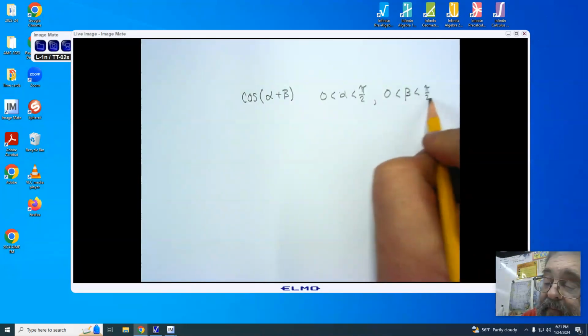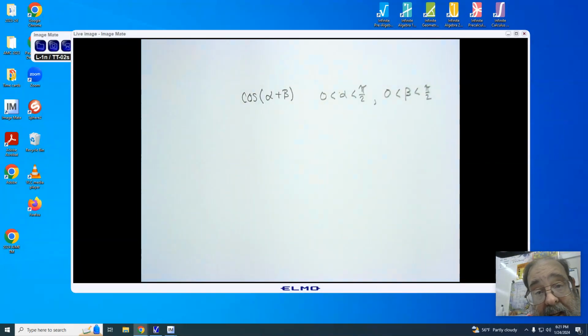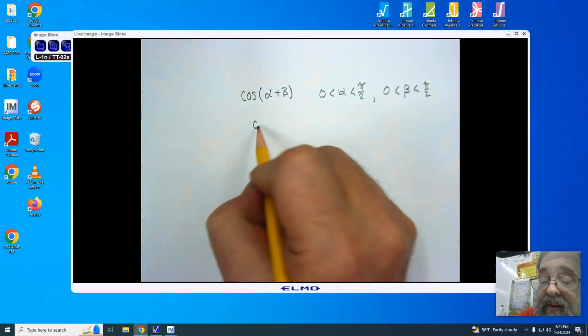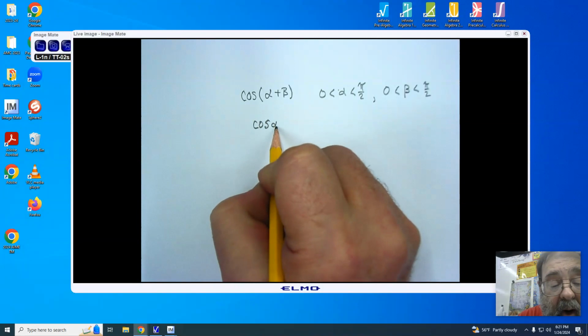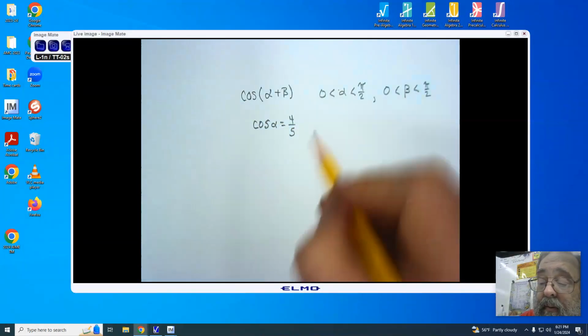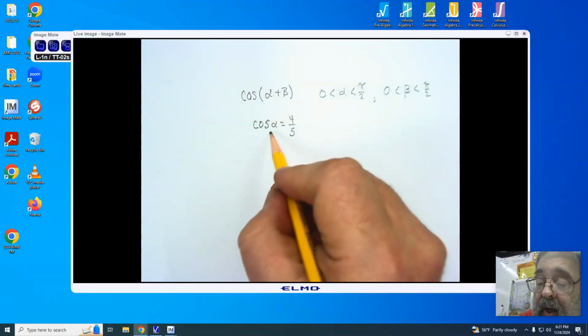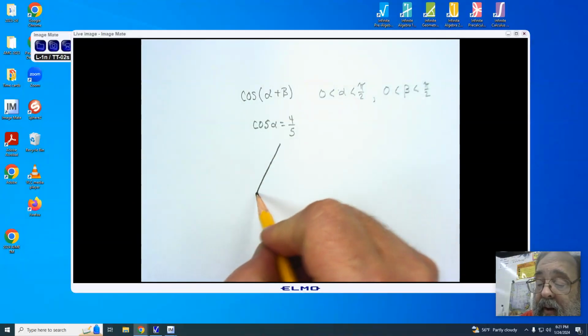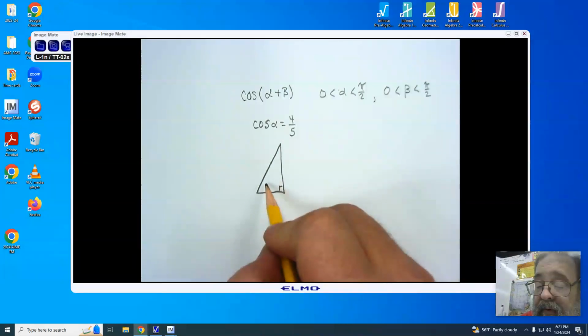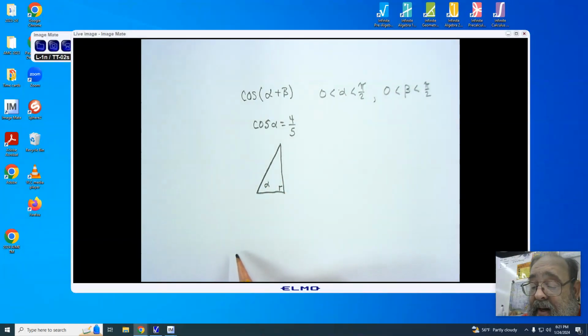Once again, both of them in the first quadrant makes it very easy, and that's a good place for us to start. They're then going to tell us something about each of the triangles so that we can figure out the missing angle. Notice we have the cosine of alpha is 4/5. I'm going to draw my triangle in the first quadrant where alpha is identified.